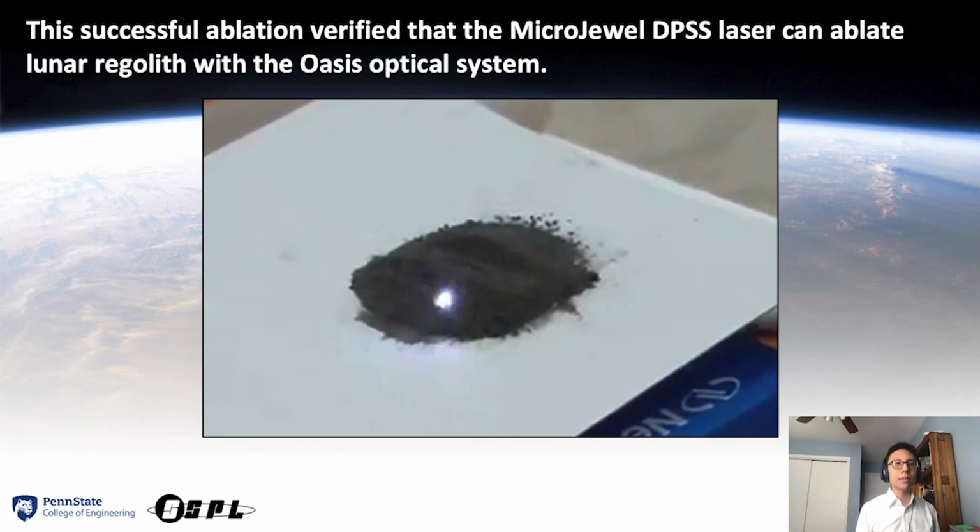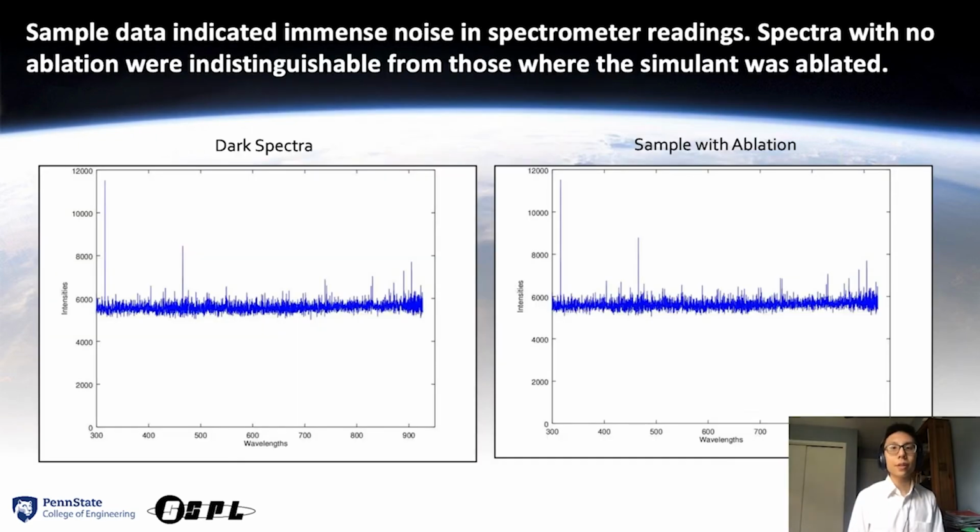Ultimately, as we can see in the video footage from the test, it confirmed that Oasis can successfully ablate lunar regolith simulant. The actual test was conducted inside a black box, so the spectrometer is sampling in an environment similar to the lunar PSR. Still, the sample data indicated significant noise in the spectrometer's readings.